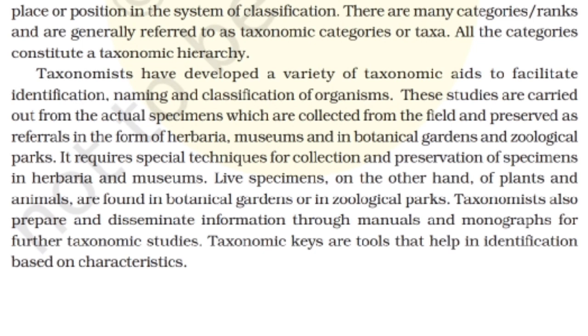Taxonomists also prepare and disseminate information through manuals and monographs for further taxonomic studies. Taxonomic keys are tools that help in the identification based on characteristics.